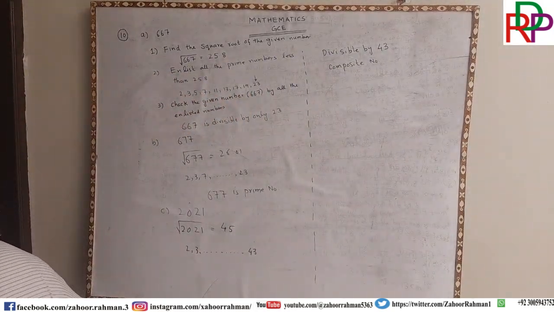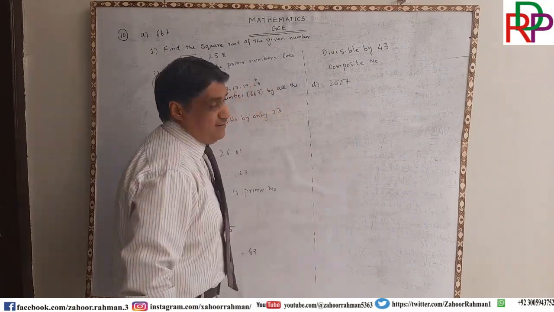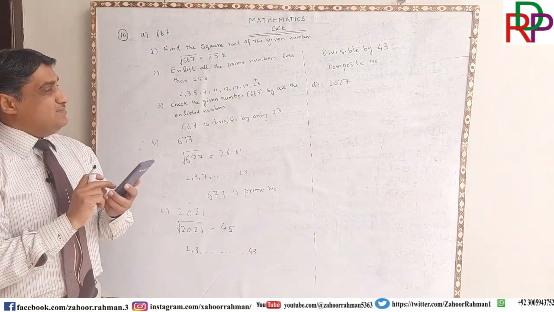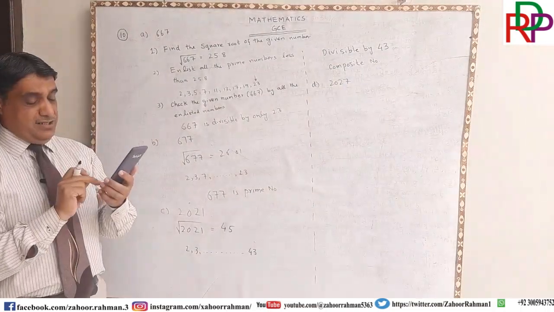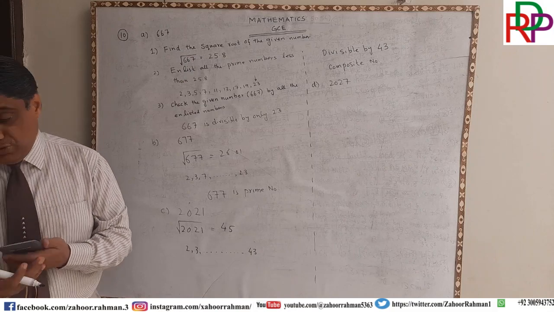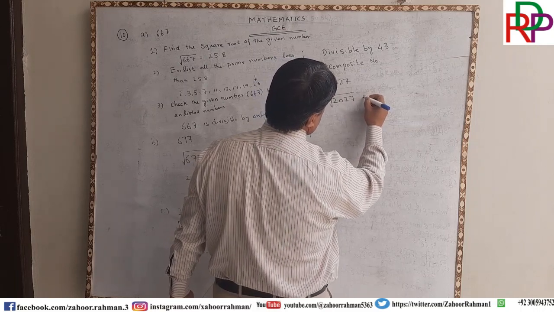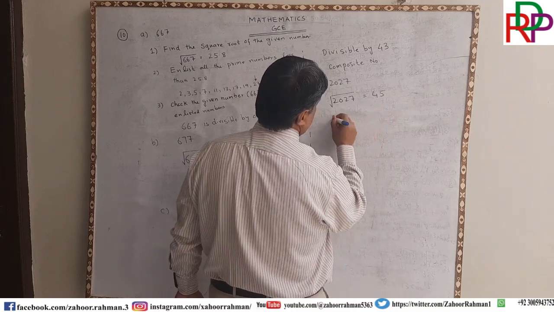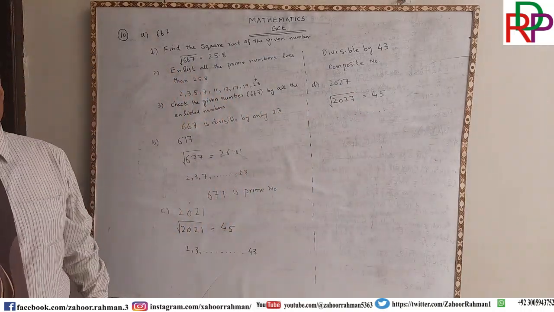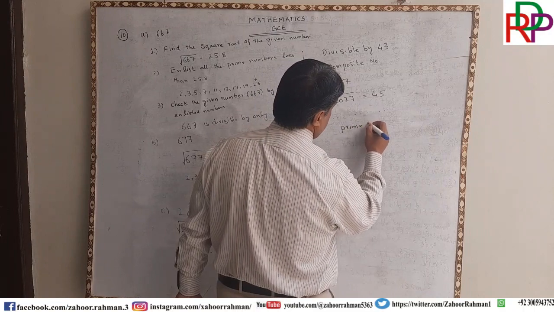Now the next one is 2027. That is the D part. First we have to find by the calculator the square root of 2027, which is equal to 45. Again it is coming as 45. So you list all the prime numbers less than 45. It is not divisible by any of them. So it is a prime number.